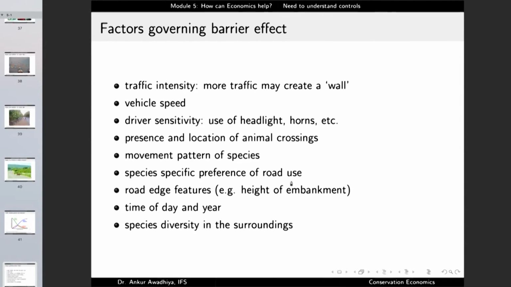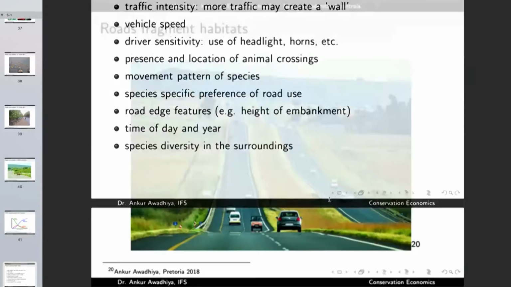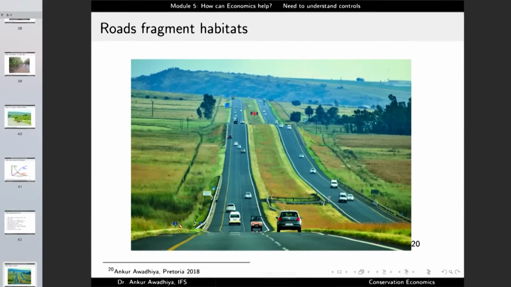The edge features. What is the height of the embankment? If the embankment is too high, the animals will be unable to get to the road. So that will be a very great barrier. Time of the day, time of the year, and species diversity in the surroundings.